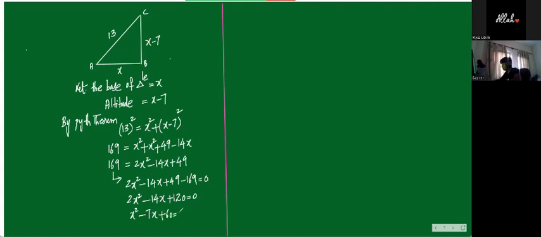Now it's a quadratic equation. Now find out the factors. I'll leave it up to you. You can just find out the factors and tell me.